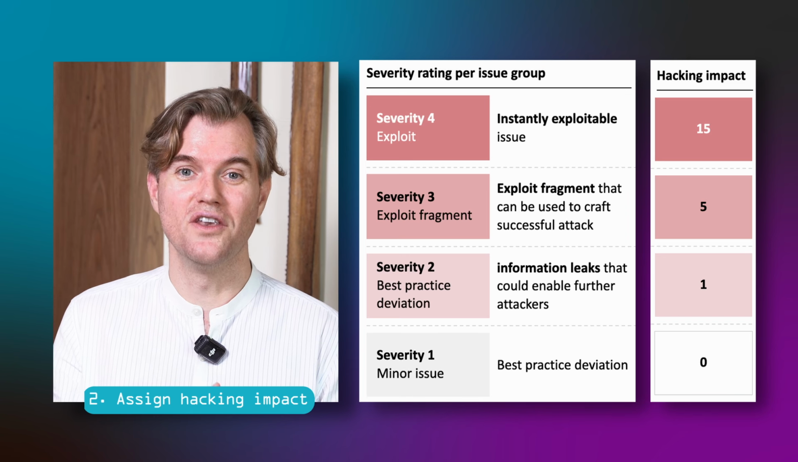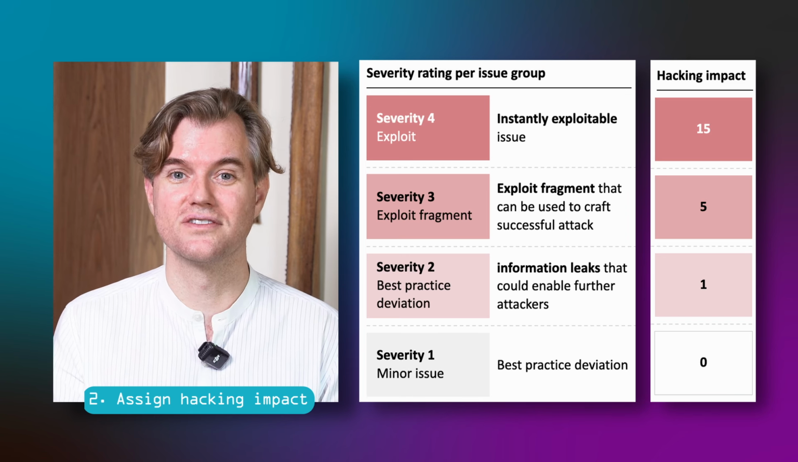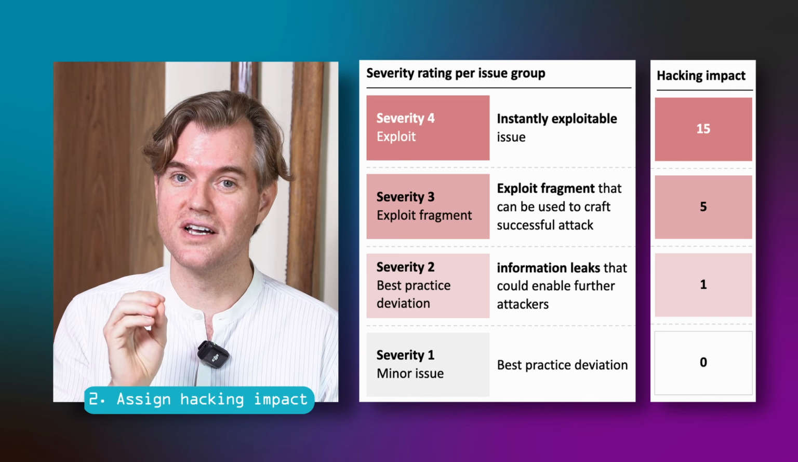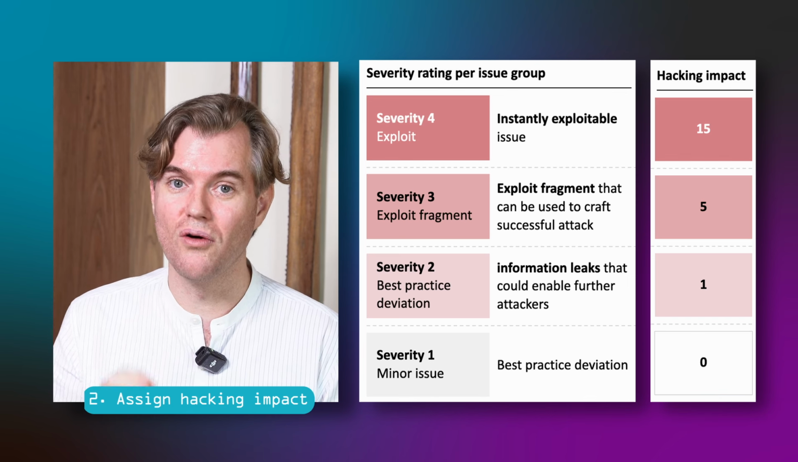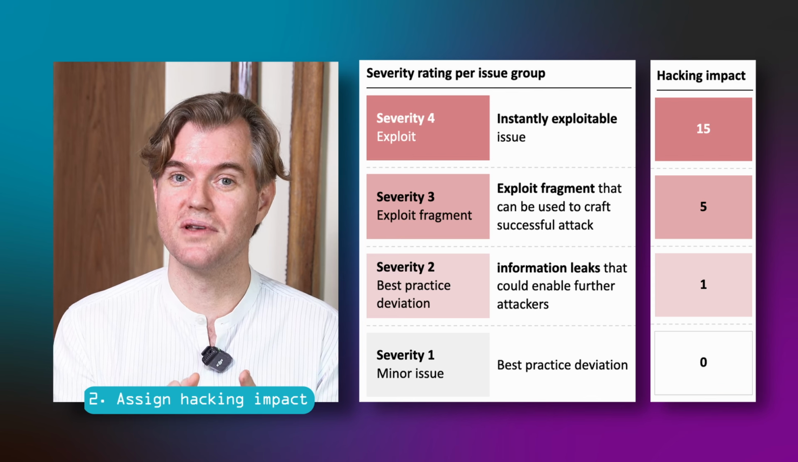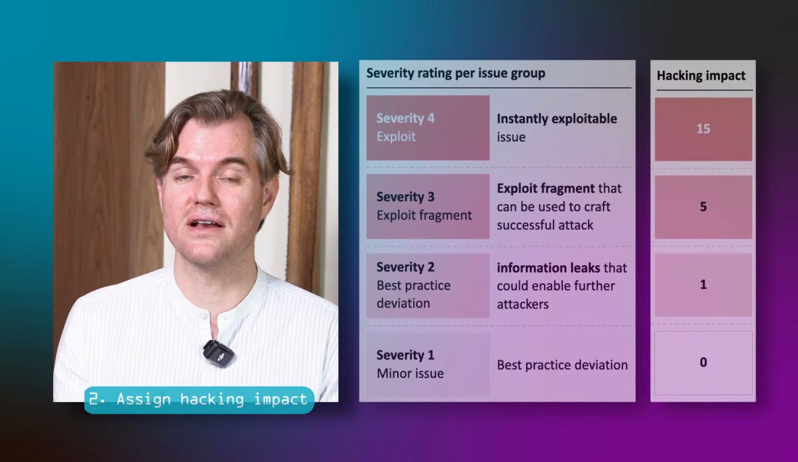Almost all the issues are not present on almost all the servers. So it's kind of rare that an issue occurs. But when it does, you assign these 15, 5, or 1 negative points to the issue group. That was step number 2. Now we know the hacking impact of these different groups.